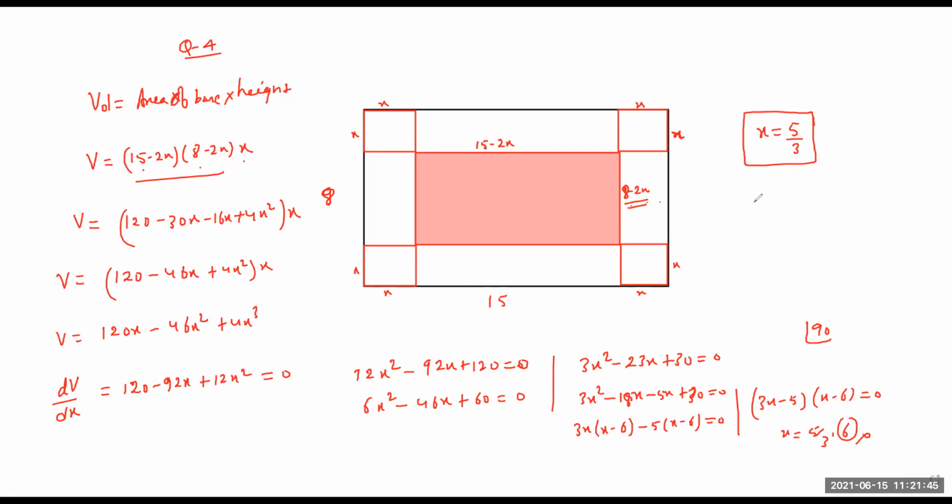You can find the rest of the things. The length will now be 15 minus 2 into 5 by 3, which is 45 minus 10, 35 by 3. And the width is 8 minus 2 into 5 by 3, which is 14 upon 3. So we got all dimensions: this turns out to be 35 by 3, this turns out to be 14 upon 3, and of course x we got as 5 by 3.